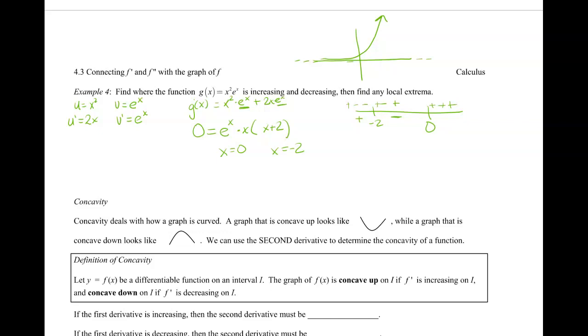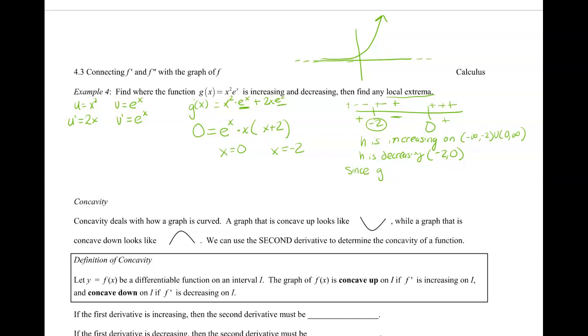Alright, so what that tells me is that g is increasing on negative infinity to negative 2 and from 0 to infinity, and g is decreasing between negative 2 and 0. Alright, but it's asking me to find the extrema. So I also need to figure out, okay, where does it change from being positive to negative, if anywhere? Well, positive to negative, I see that that's at negative 2.